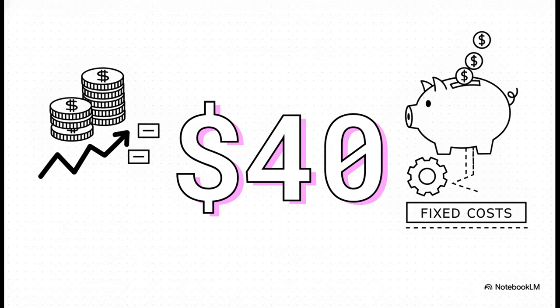Let's say we sell a product for $100. All the variable costs to make and sell it are $60. You do the math. 100 minus 60 gives us a contribution margin per unit of $40. Every single time we make a sale, $40 gets added to the pot to help cover our fixed costs.